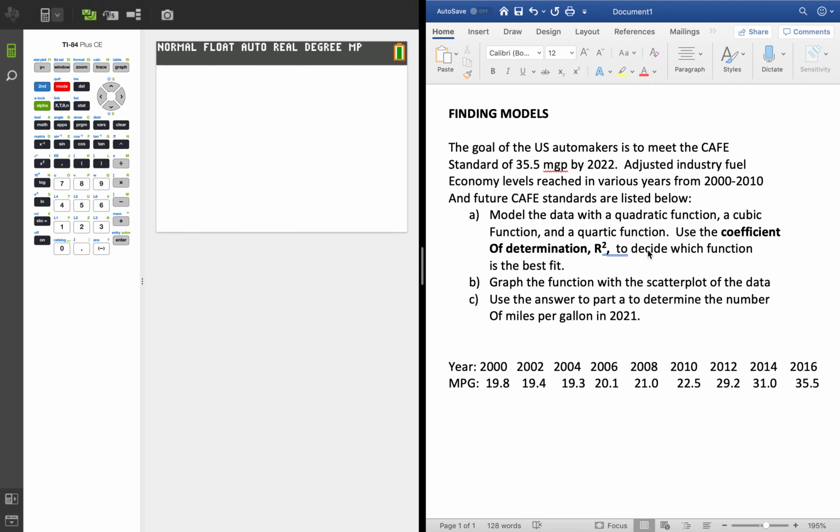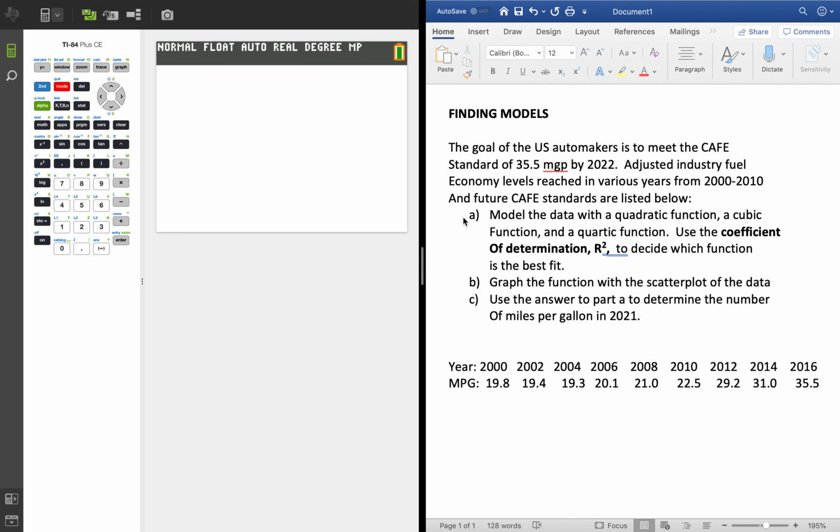This is the goal of the U.S. automakers, to meet the CAFE standard of 35.5, that should say miles per gallon, by 2022. Adjusted industry fuel economy levels reached in various years from 2000 to 2010, actually went to 2016, and future CAFE standards are listed below. That's the list down here. Part A, model the data with a quadratic function, a cubic function, and a quartic function. Use the coefficient of determination r squared to decide which function is the best fit. Part B, graph the function with a scatter plot.